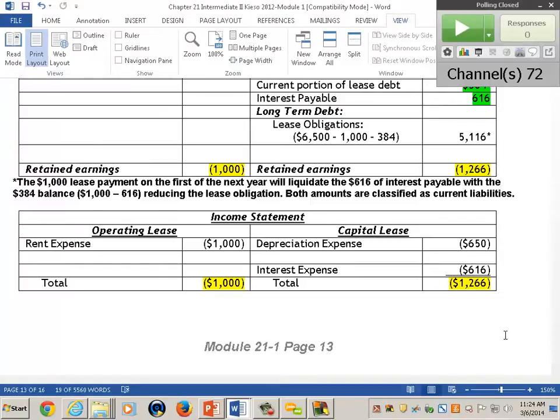It may be more important to look at earnings before interest and taxes, or earnings before interest, taxes, depreciation, and amortization. So if I'm looking at EBIT, earnings before interest and taxes, I'm taking a $1,000 hit if it's an operating lease. If it's a capital lease, how much are earnings before interest and taxes affected? Only by $650, right? Because the interest would be ignored in this measure. So a capital lease shows higher EBIT.